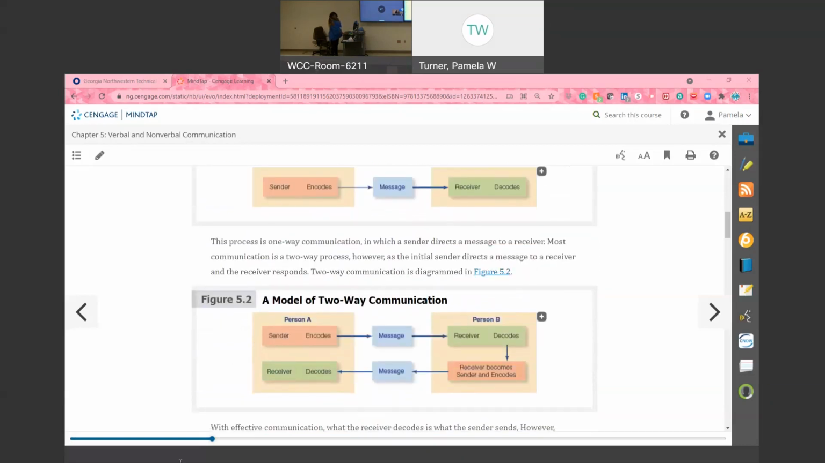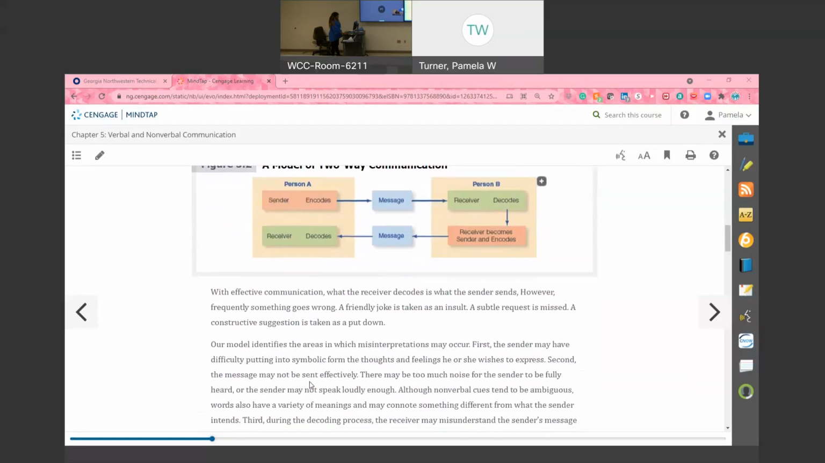And then there's two-way communication, which is most often what we do, when we're talking to somebody else. I do occasionally talk to myself, but the sender encodes the message, the receiver decodes it. Then the receiver becomes a sender, same thing, right? They encode the message, and it goes back to the other person, and you receive it and decode it. So that's just a two-way conversation.